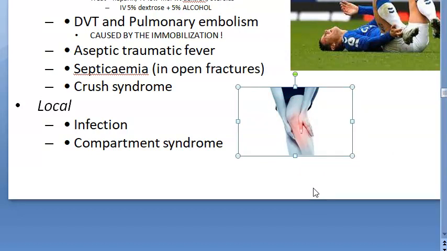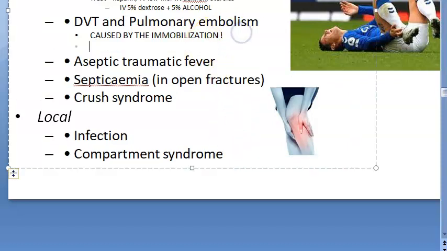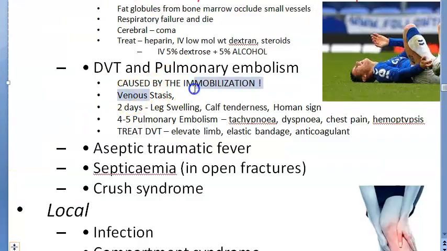So you will have mobilization. So if the person is immobile, he will get this venous stasis and thrombosis. So you will make sure that the person has some mobilization of the extremity. So you will prevent DVT, okay? So did you understand? It is caused by immobilization, which will lead to venous stasis.